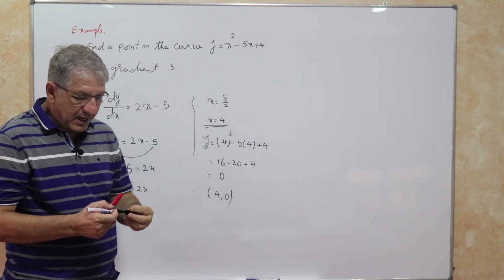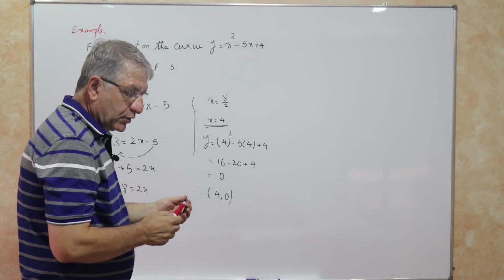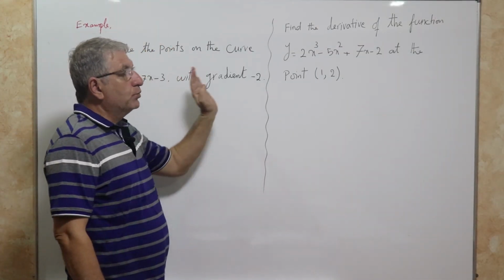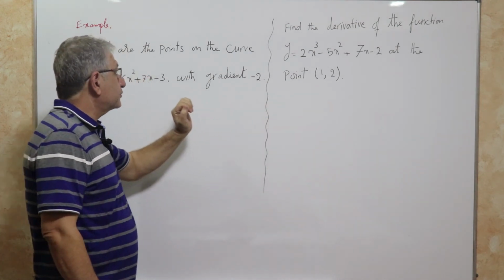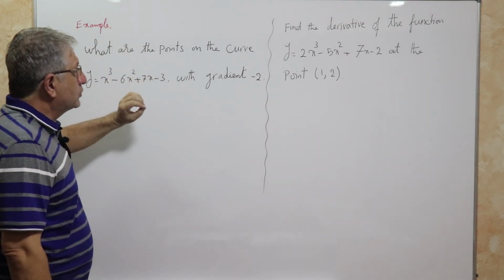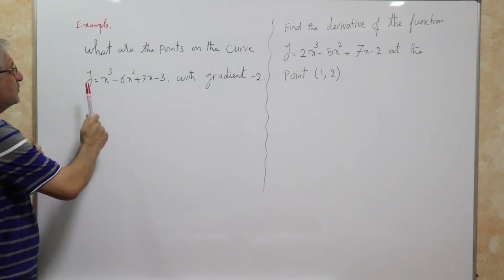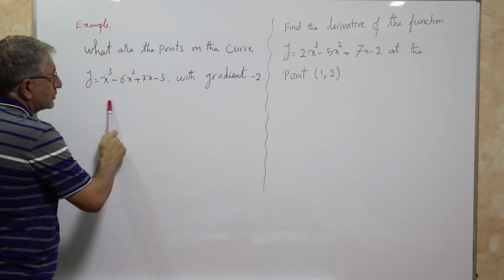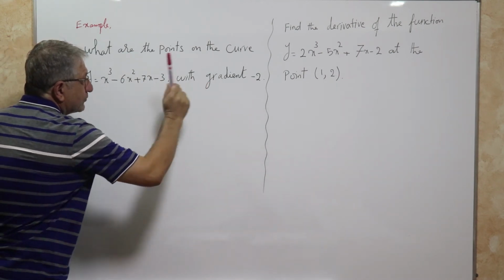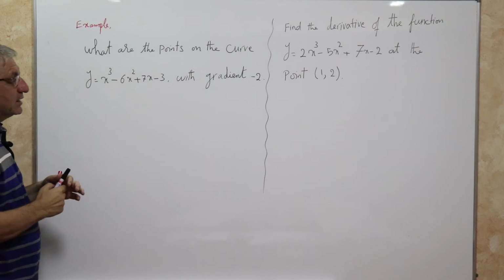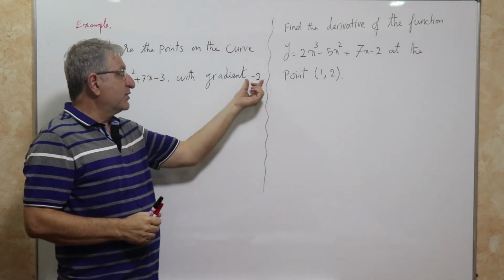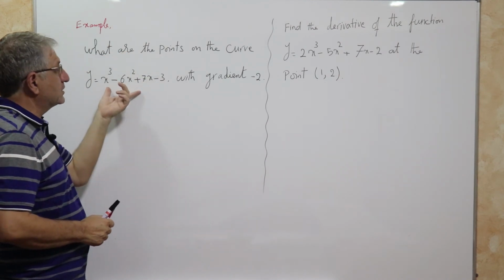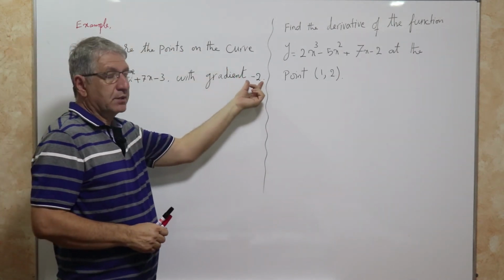Now I will write another example for you and I will do it. I have written 2 more examples here. Now let us do these 2. This one says, what are the points on the curve with the gradient negative 2? Therefore, again the gradient has been given to us. They are asking us to find the points on this curve which have this gradient.